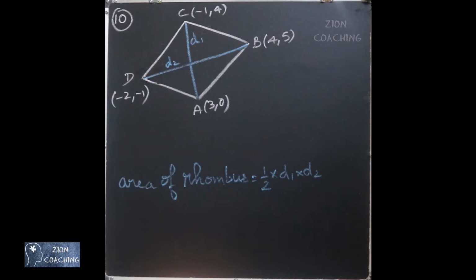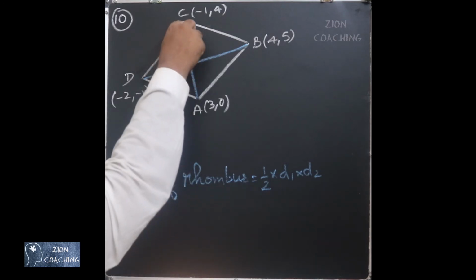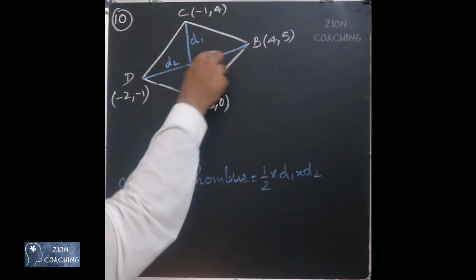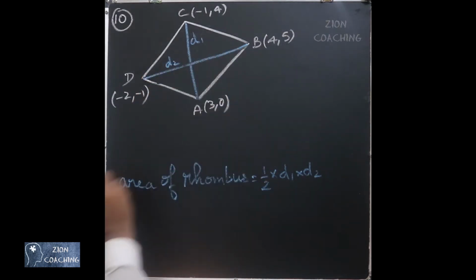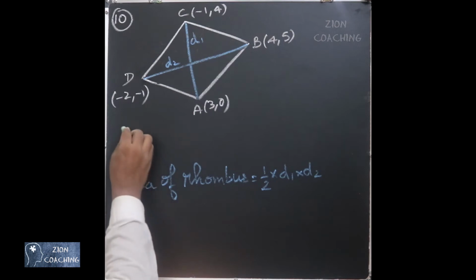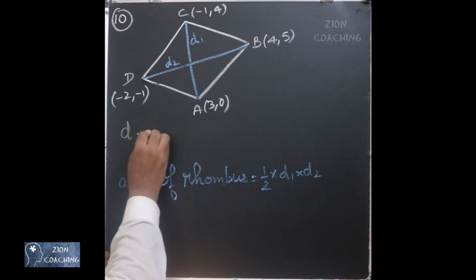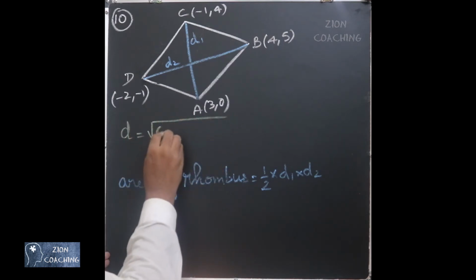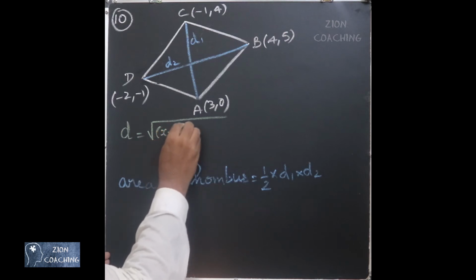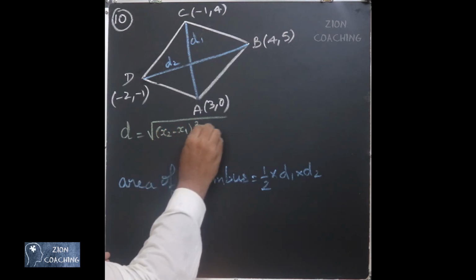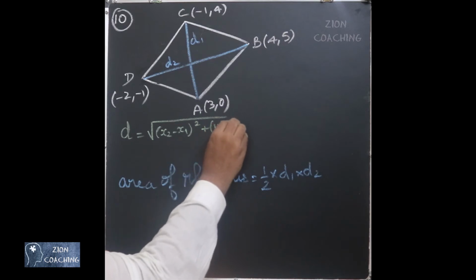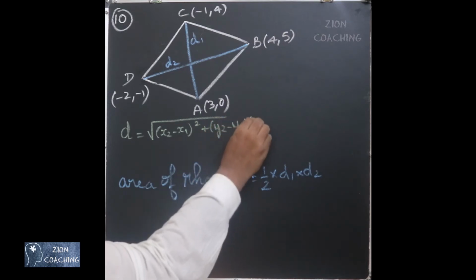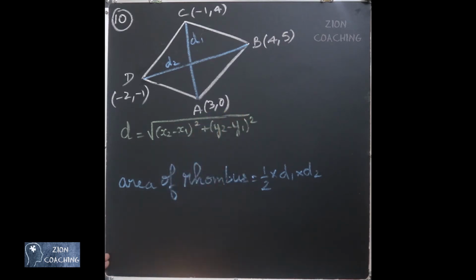Now, we have to find the length of D1, we have to find the length of D2, and if we substitute there, then we can find the answer. You know that the distance formula is the square root of (x2 minus x1) the whole squared plus (y2 minus y1) the whole squared. Using this, we are going to find the lengths of D1 and D2.